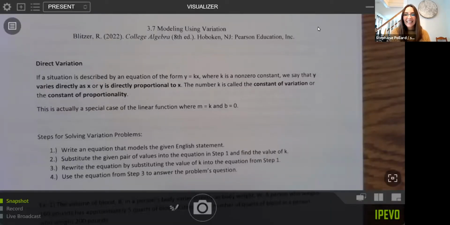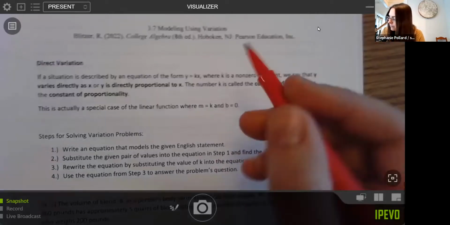Hi, everybody. In this last section on chapter 3, we're going to look at modeling using variation. So first we'll start with direct variation. If a situation is described by an equation of the form y equals kx, where k is a non-zero constant, we say that y varies directly as x, or that y is directly proportional to x. Both of these phrases mean the same thing.